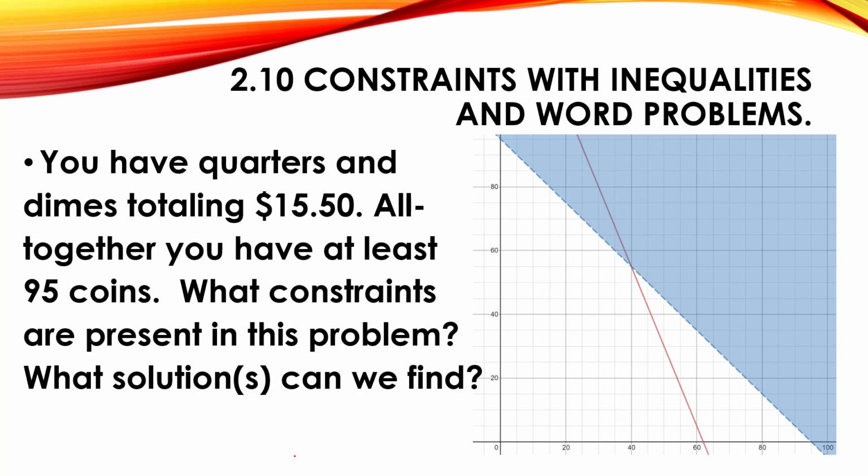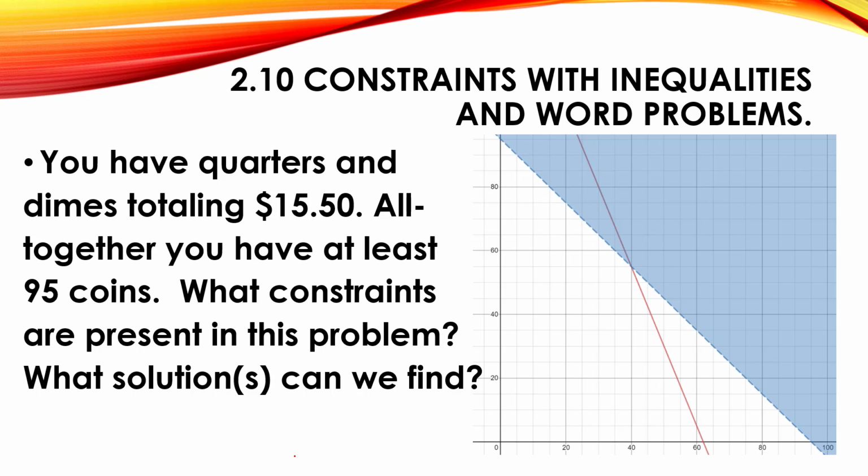All right, we have at least 95 coins. So that means I could have more than 95 coins, right? Well, could I have 1,000,000 coins? Not really, right? It wouldn't be possible to have 1,000,000 coins because if I had 1,000,000 coins, I would have more than $15.50. All right, what about 100? Well, even 100 quarters is going to exceed the $15.50.